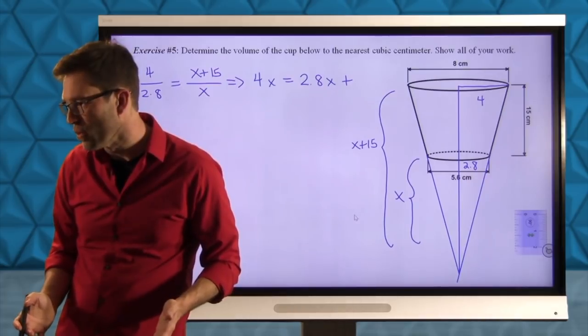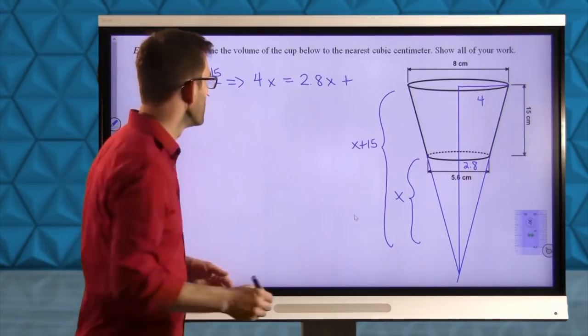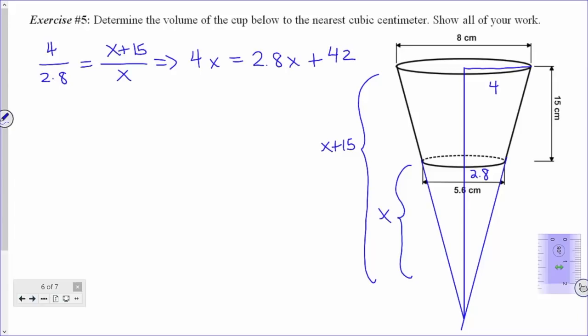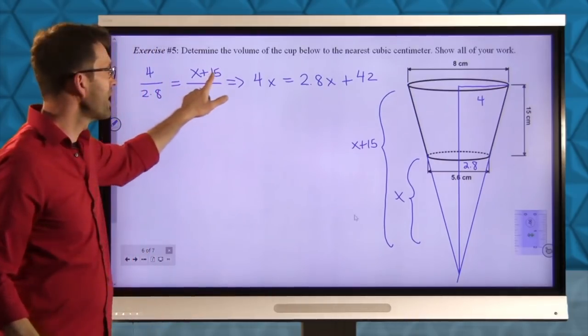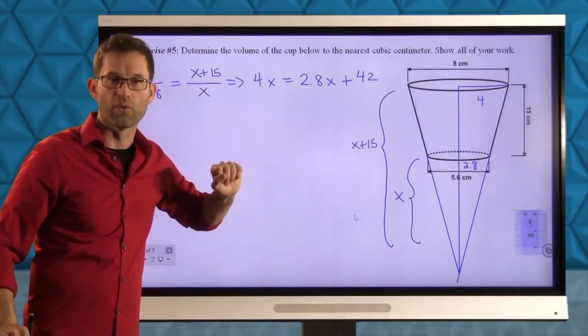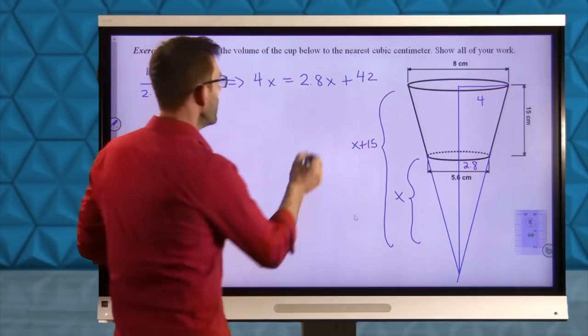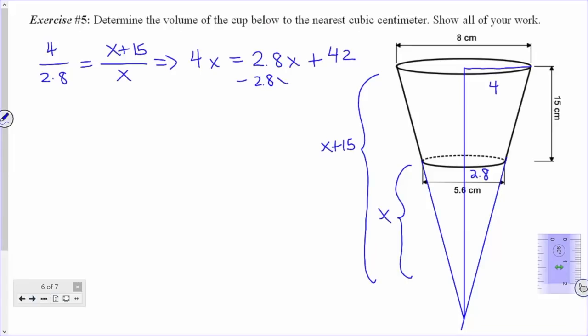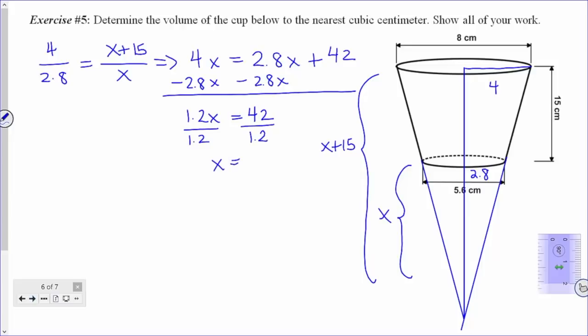Now, what do you get when you do 2.8 times 15? You get 42. Kind of sparing us a little bit of time, going over to the calculator, 2.8 times 15 is 42. Anyway, I'm going to subtract 2.8x from both sides, and what I'll get is 1.2x is equal to 42. Divide both sides by 1.2, and x is equal to 35.